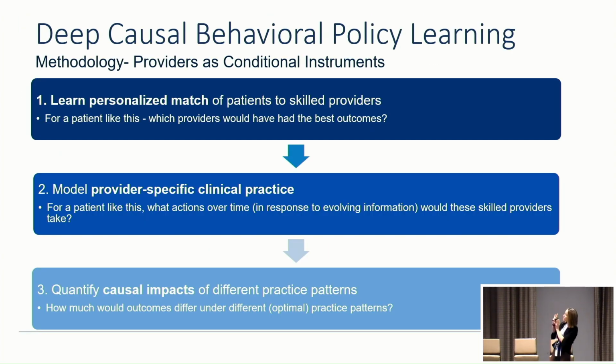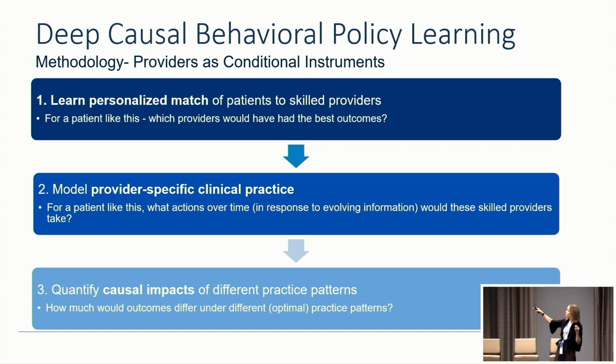So with that motivation, then, I'll give an overview of what we're calling deep causal behavioral policy learning, which is tying together this large clinical behavioral model with these formal causal reasoning frameworks to tackle this challenge. So there's 3 basic steps of this approach. At the first step, what we're going to try to do is learn personalized matches of patients to providers. So we're going after who are the causally best providers for patients like this.